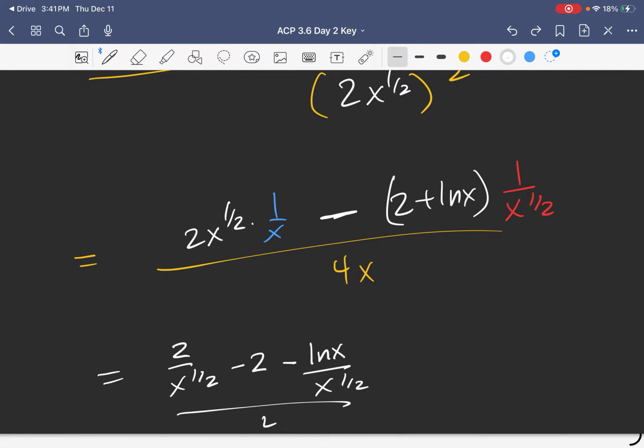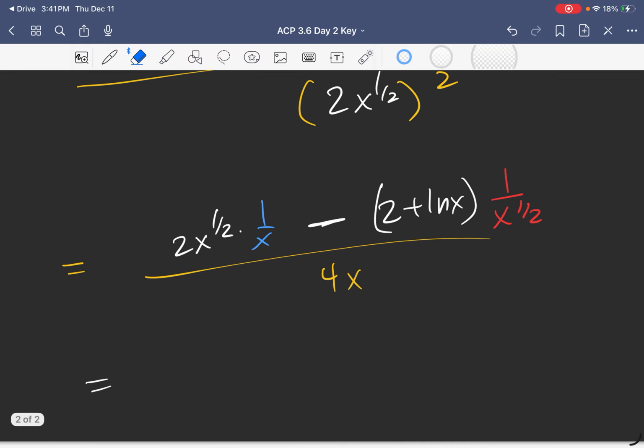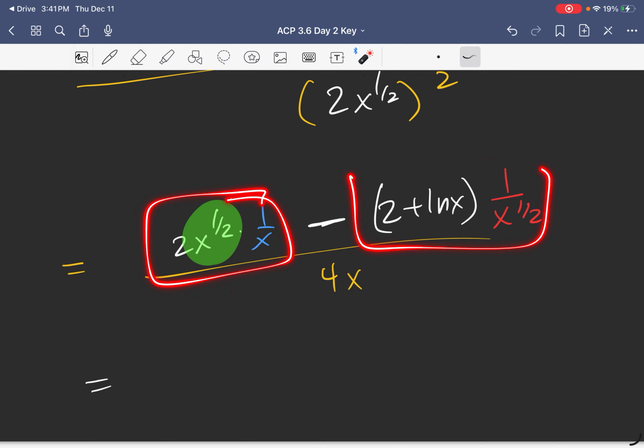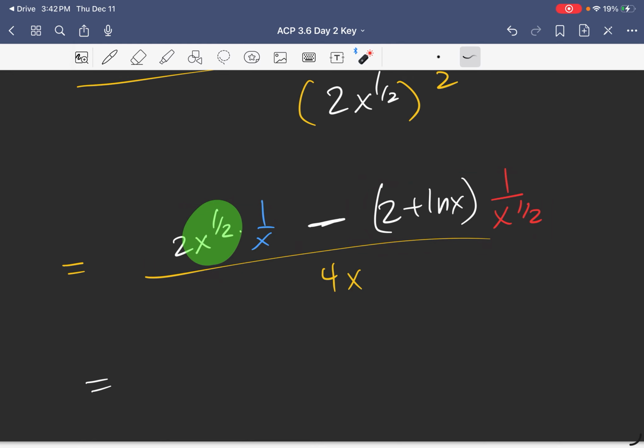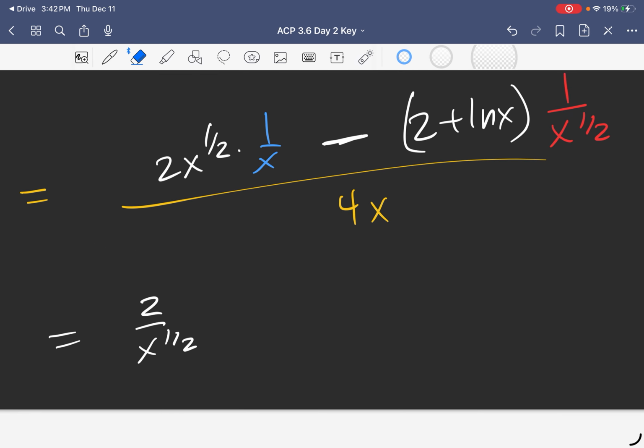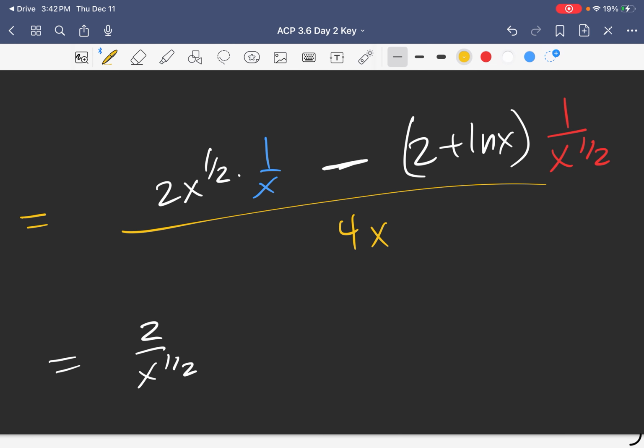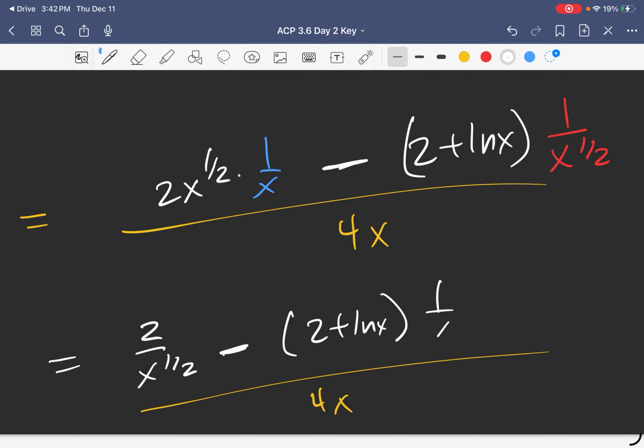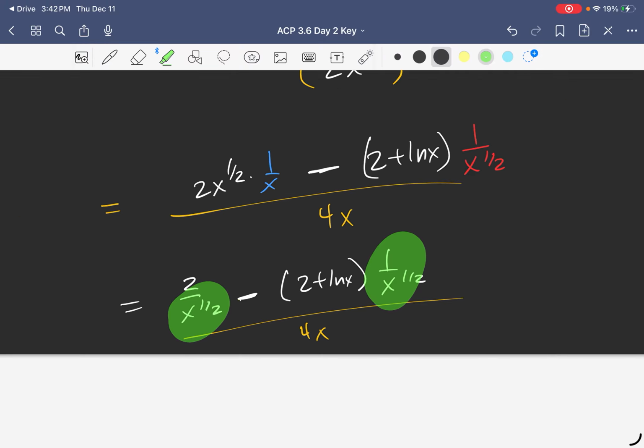No. So, no, that was a bad move. Sorry. Let me be careful. So what I'm going to do before I do anything, let me make it easier for you. Do you see that inside of this term, because this is one big term and this is one big term, do you see that, actually, let me do this. When I write it like this, I can now see that I have 2 over x to the 1/2 minus 2 plus natural log of x, 1 over x to the 1/2.